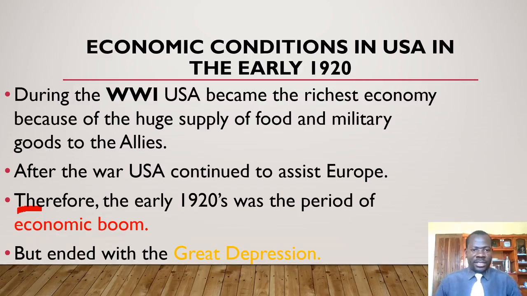During World War I, the First World War, the USA became the richest economy because during this time, the USA was supplying food and military goods to the Allies. The Allies were mainly depending on the USA for their supplies, that is food and military items. As a result, the USA had the richest economy.